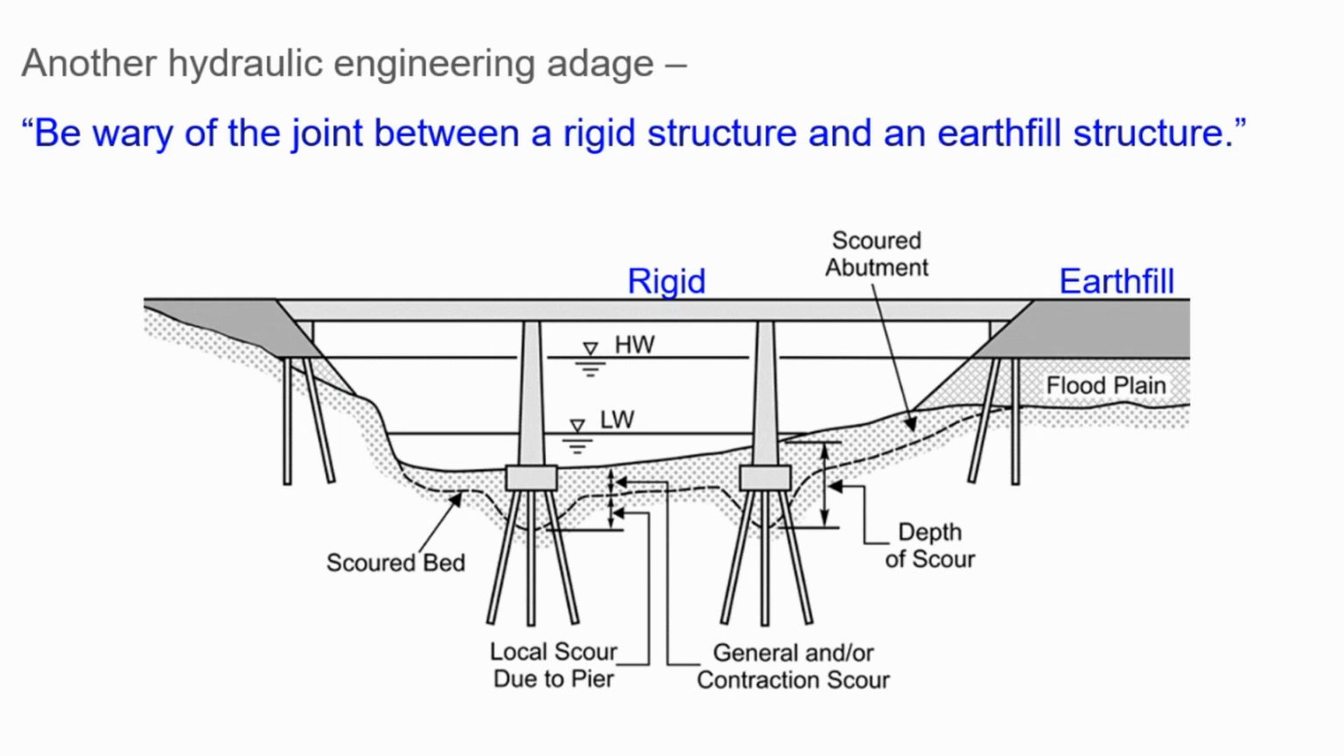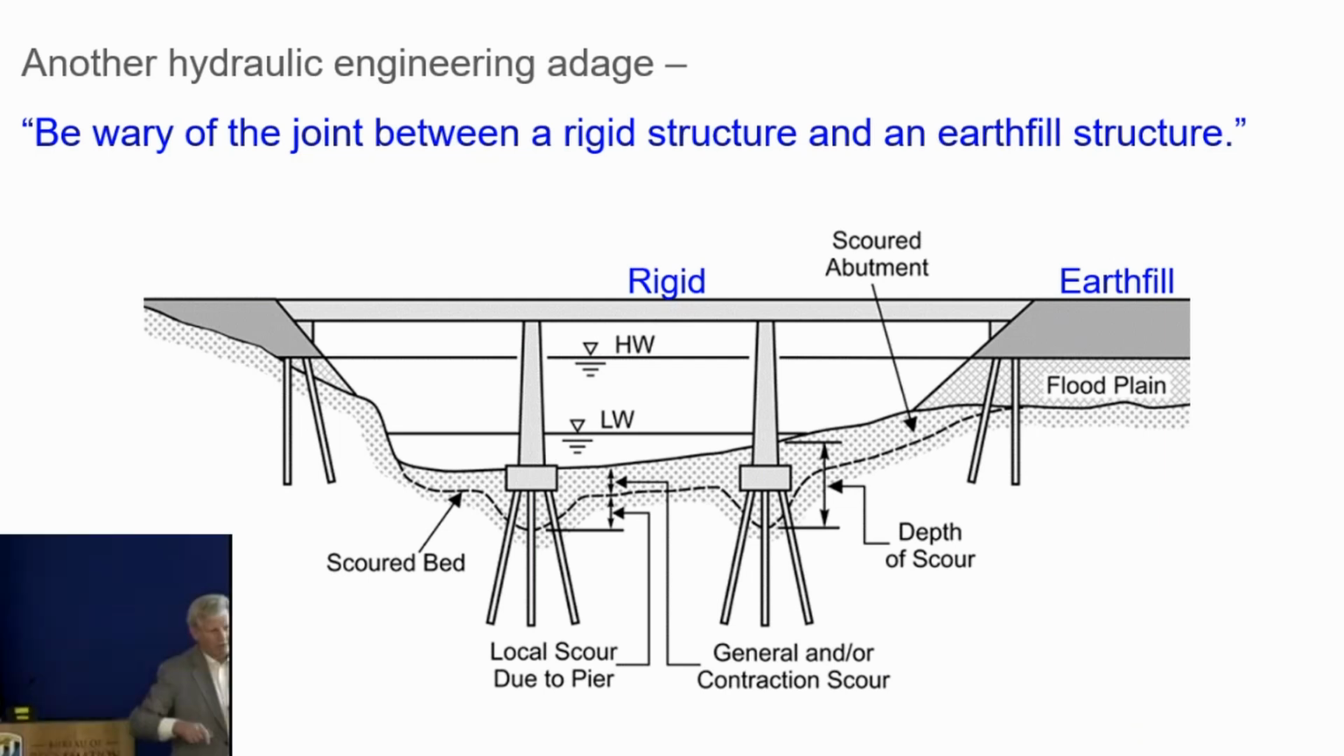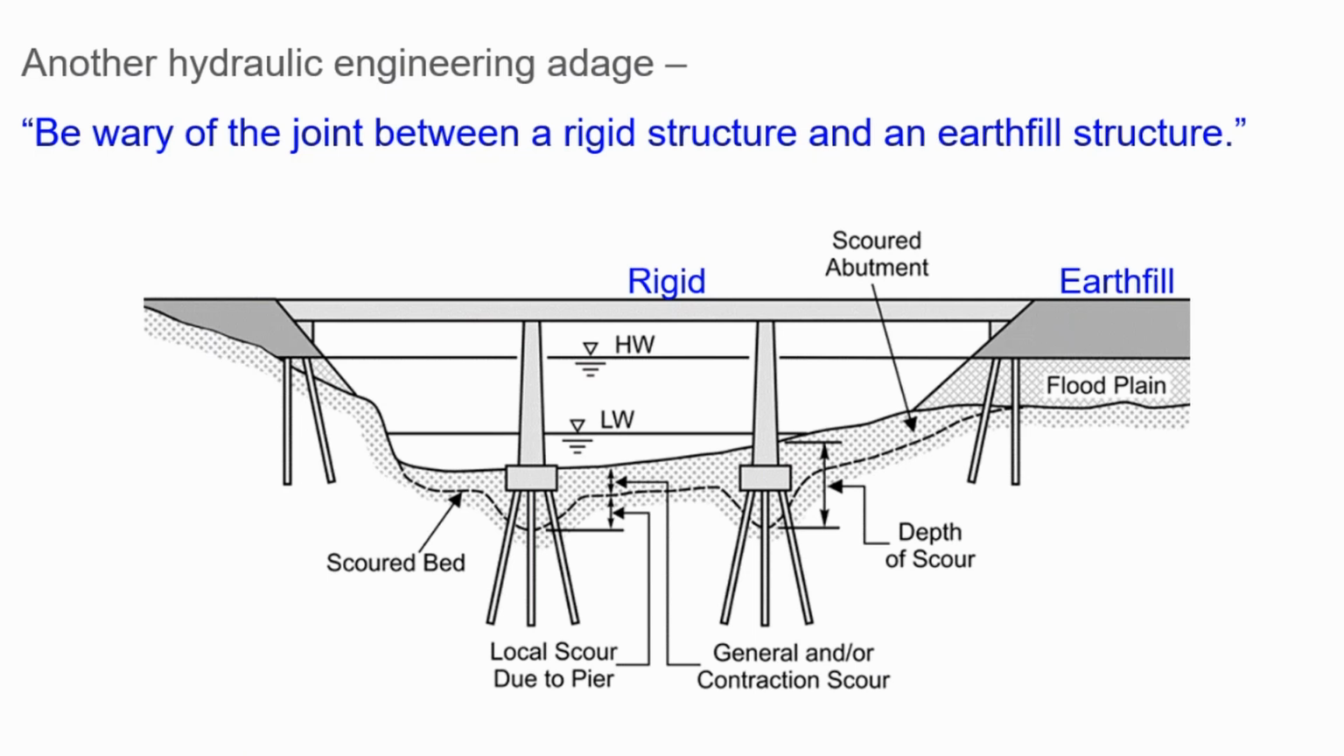And that's okay for Rocky Mountain areas or mountainous areas where the rock is not too far down. But if you get into the plains, the rock is at quite some depth, so you need friction-bearing piles like this, which I'll explain soon. So be wary of the joint between an earthfill and a rigid structure. That's the weakest point in the bridge.